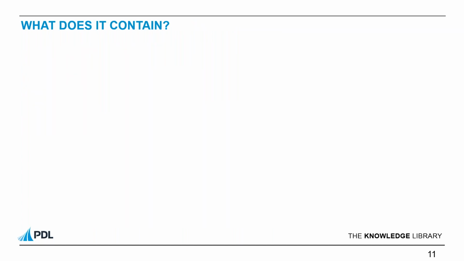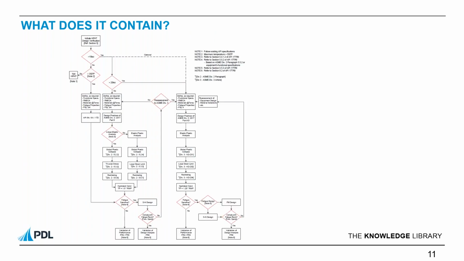So what does it contain? Well, 17 TR8 is a relatively concise document. It's approximately 100 pages. However, it does contain a lot of useful information relating to HPHT design activities. The flowchart on screen forms the basis of the guideline. It serves to direct the user towards the most appropriate path to product qualification for a given HPHT environment.